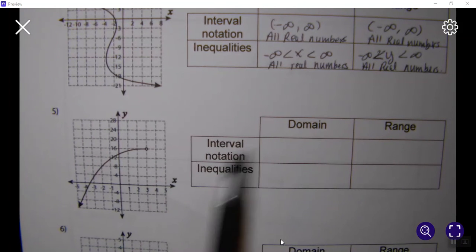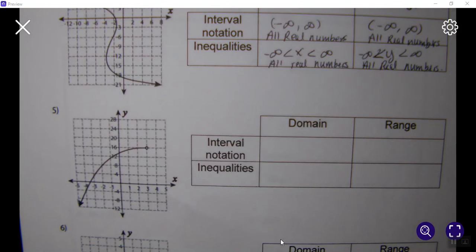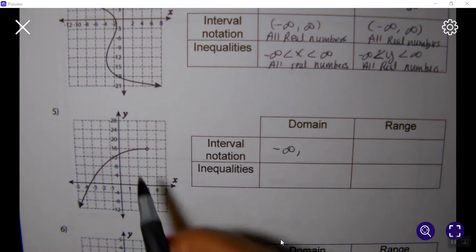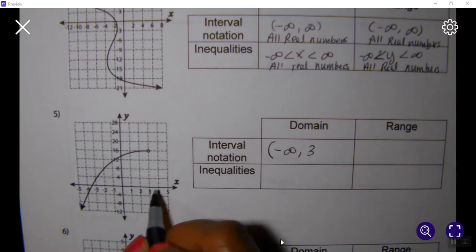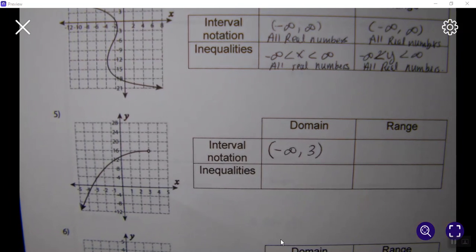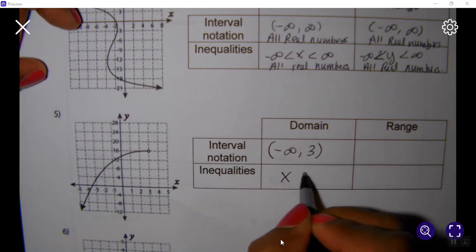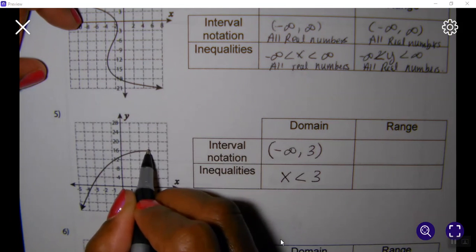All right, so let's look at this one. Domain. So we see that it is starting, it's not really starting at negative 5. It's actually starting from negative infinity until 3. Infinity is always open, and 3 is also open because it's an open circle. So we can say that since there's only one number, x is everything less than 3. So for the domain, everything is going to the left side of 3.